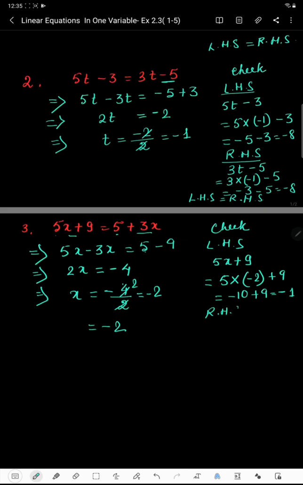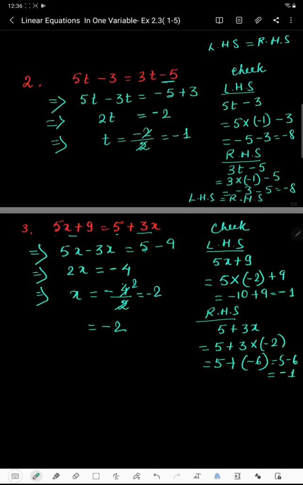Now on the right hand side we have 5 plus 3x. Now 3 is multiplied by x, so 3 into minus 2, and put the minus sign within the bracket. So 5 plus 3 into minus 2 is minus 6. So 5 minus 6. So plus minus minus, so 6 minus 5 is 1, and the sign of 6 is greater, so it will be negative. Again we have seen that left hand side is equal to right hand side, that means the value of the variable is minus 2.